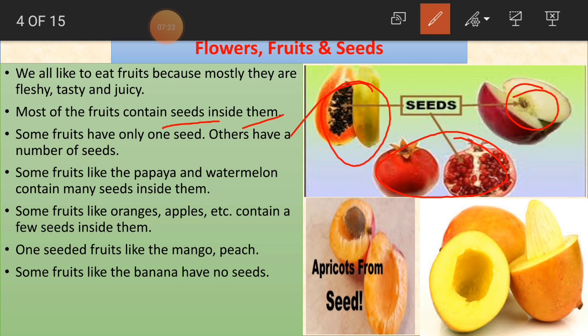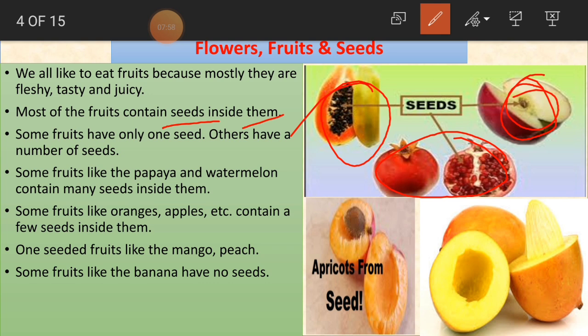Some fruits like papaya and watermelon contain many seeds inside them, as we saw in the picture. Even watermelon, which we have in summers, contains so many seeds. Some fruits like oranges, apples, etc. contain a few seeds inside them, two, three, four, not more than that.